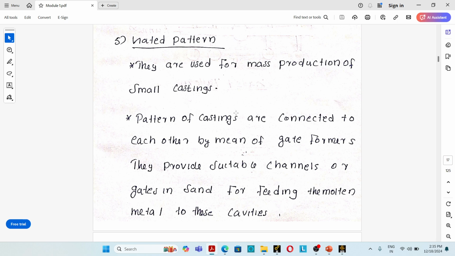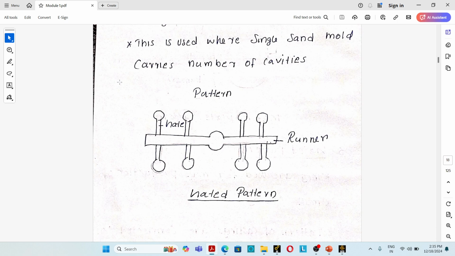This is a figure of the gated pattern. You can see this is a figure of gated patterns. So these are the patterns. There will be a large number of patterns, and these patterns are connected to a common runner. You can see this is a runner, and this is the sprue base. The runner and the patterns are connected by gate forms. So these types of patterns are usually used for mass production of small castings.